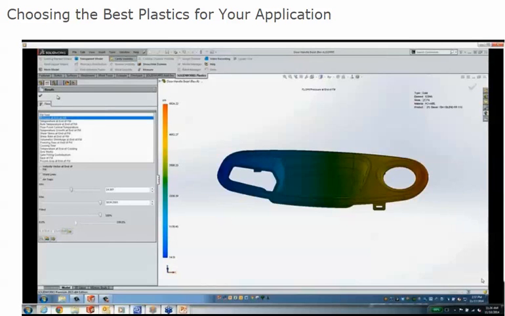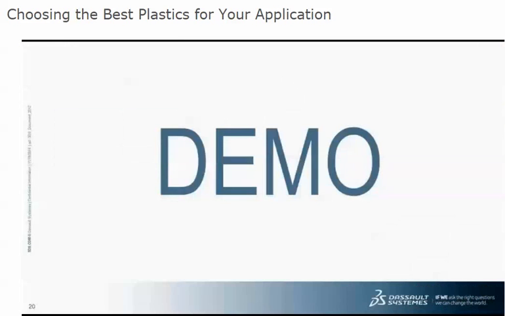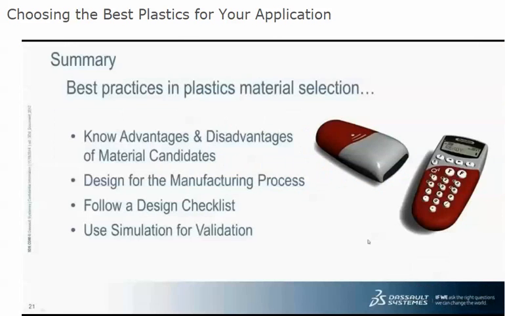So with that, I'm going to summarize the presentation. In order to follow the best practices in plastics material selection, you always want to make sure that you know the advantages and disadvantages of your potential material candidate, the manufacturing process. So today we talked about injection molding. If you were using plastics in a thermoforming application or extrusion or blow molding or something like that, you want to make sure that you're designing your part for the manufacturing process.